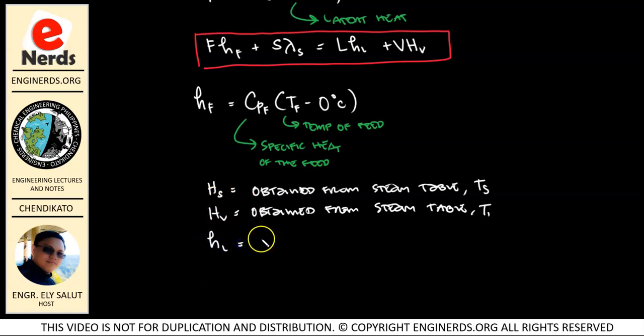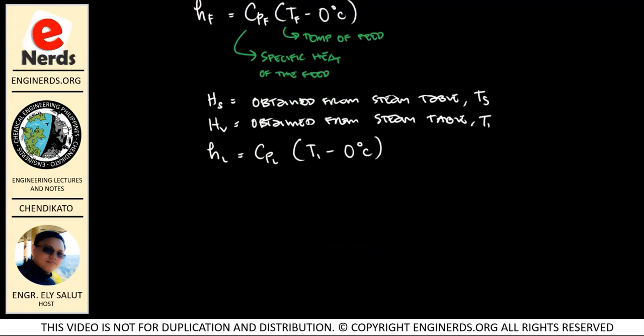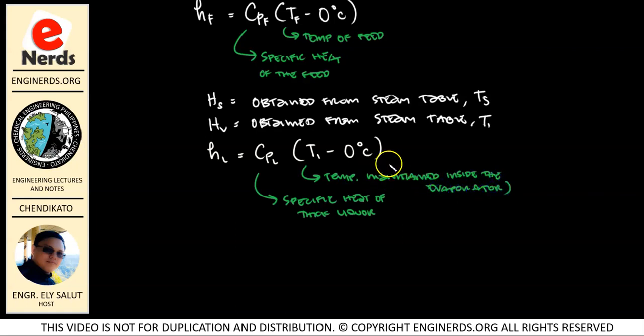This is equal to the CP of our liquor times T1 minus 0 degree Celsius. So again, kapareho lang ng ginawa natin kanina. Now, we're going to identify. CPL is the specific heat of our concentrated product. Okay? And then, yung ating T1 is the temperature maintained inside the evaporator. And again, itong ating 0 degree Celsius is our reference temperature.